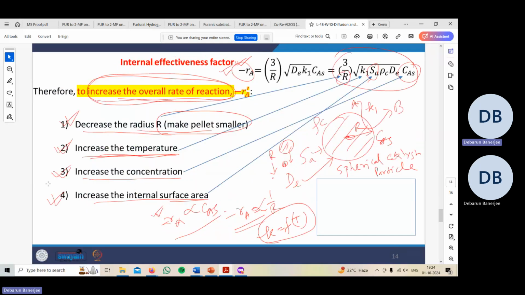Okay. So to increase the rate of reaction, what is happening? We have to decrease the radius R, which means we have to make the pellet smaller. We have to increase the temperature, increase the concentration, and increase the internal surface area. These are the possible options because these are all factors of the rate.